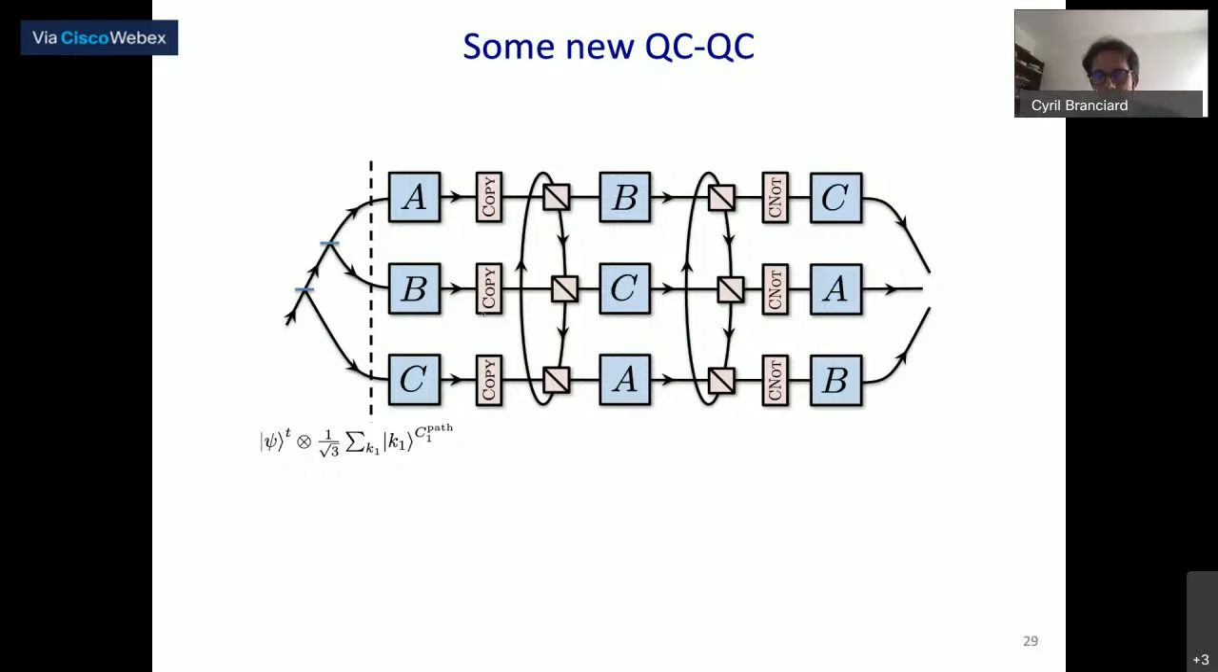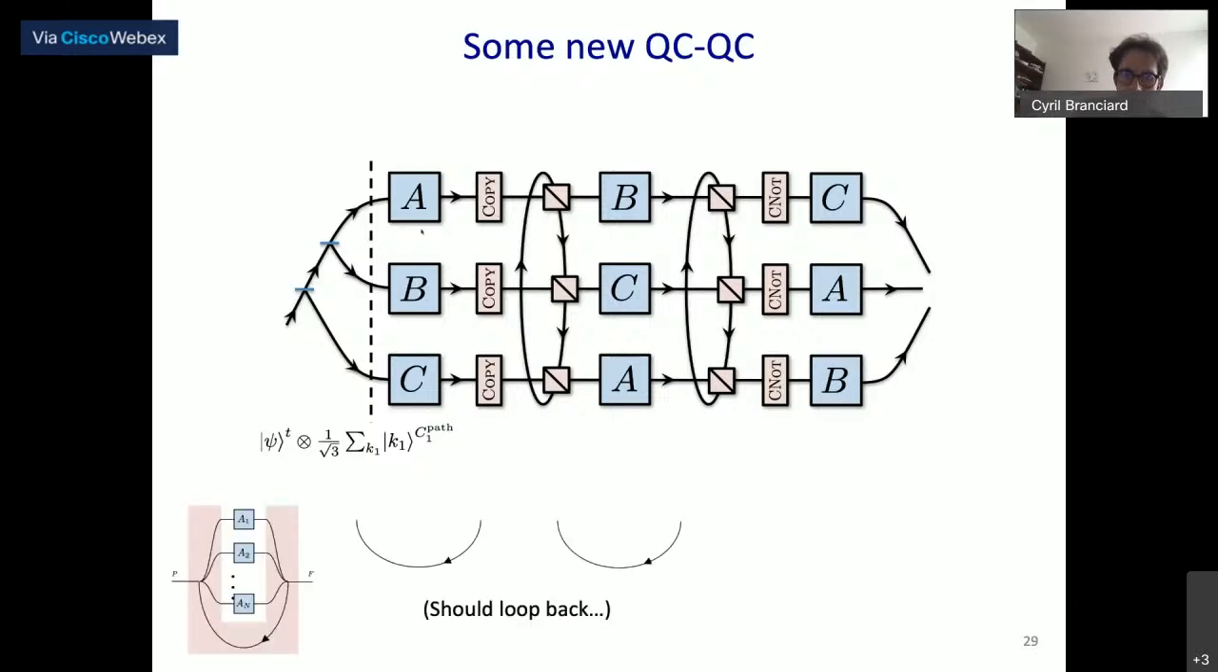Maybe something more interesting is that in this class of quantum circuits with quantum control of orders, we have some new examples of such circuits, that may be of particular interest beyond the quantum switch. So here's one particular example. Just to clarify, it's a circuit with three operations. I just unfolded it here to represent it, but really we should imagine that those operations are applied and the circuit loops back to ABC. So it's only three operations in this way.